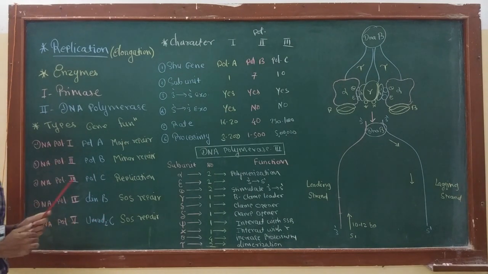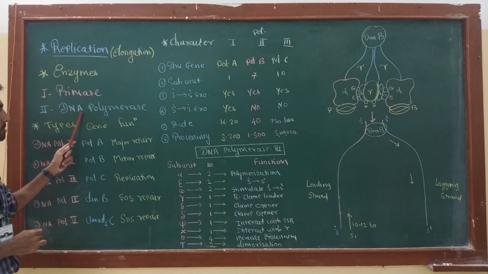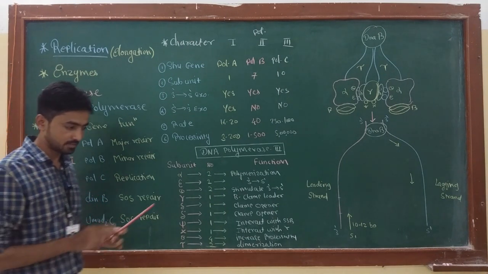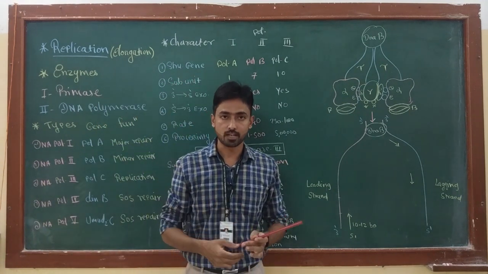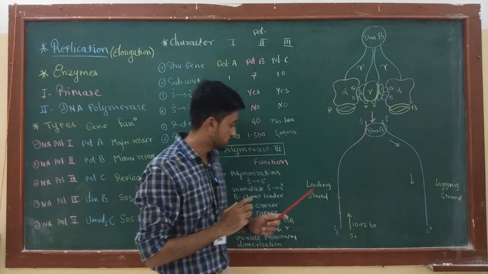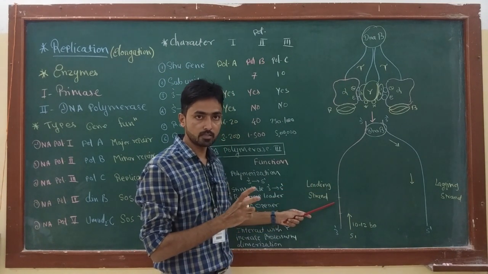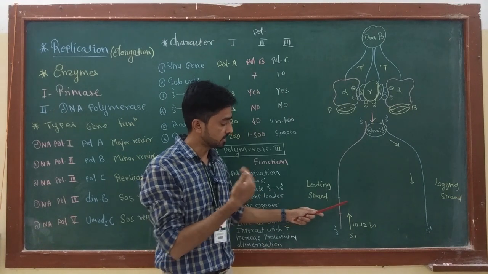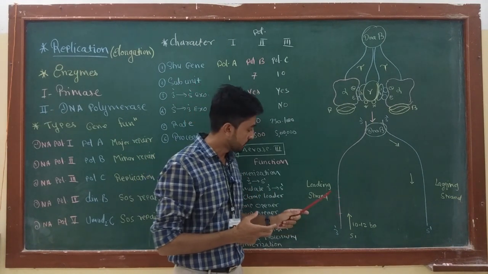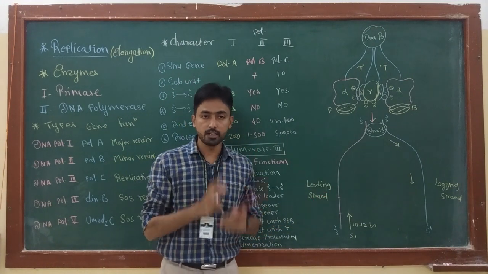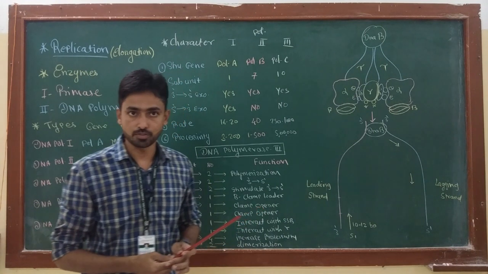Now the second and most important enzyme of the replication process is DNA polymerase. We know that DNA polymerase is the enzyme which has the ability to synthesize a new DNA strand by using a template strand. The old strand which is used by the DNA polymerase for synthesizing the new strand is called the template strand. The old strand is generally read by the DNA polymerase for synthesizing the new daughter strand.